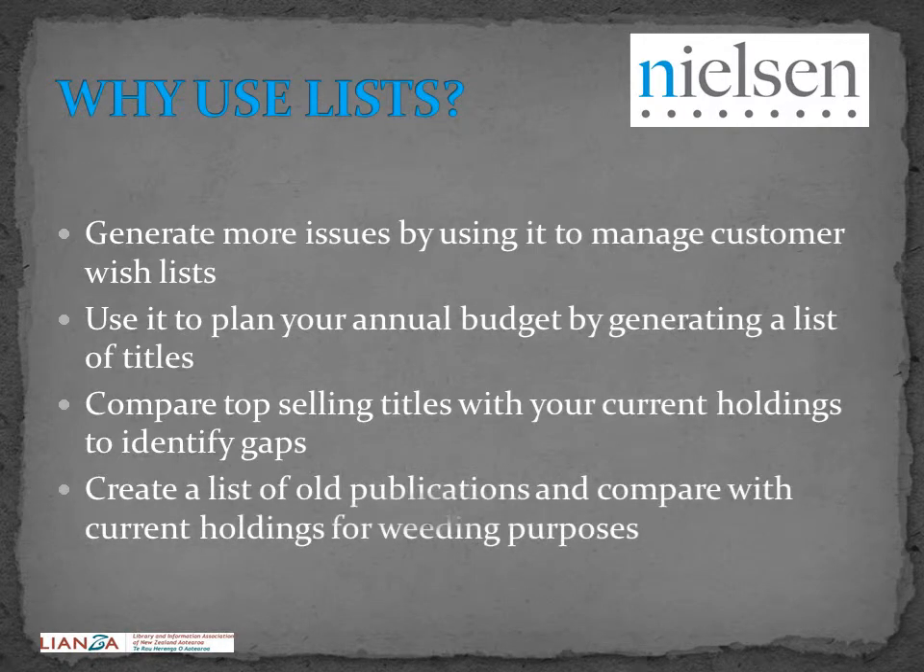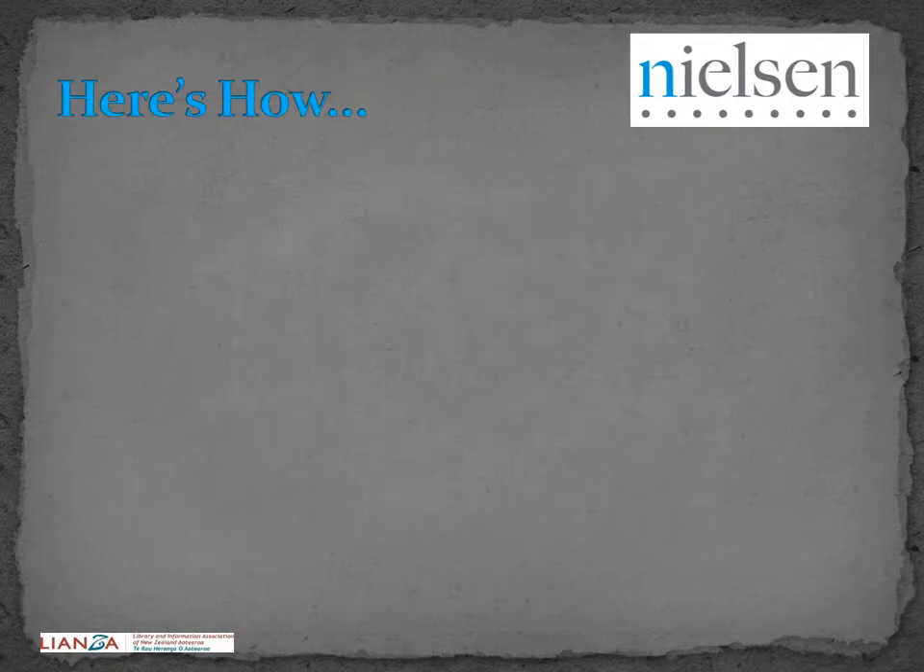You can create a list of past publications in a genre, for example within the last 24 months, and compare the list with current holdings for weeding purposes. Here's how you go about it.